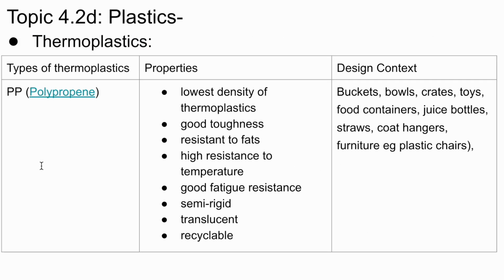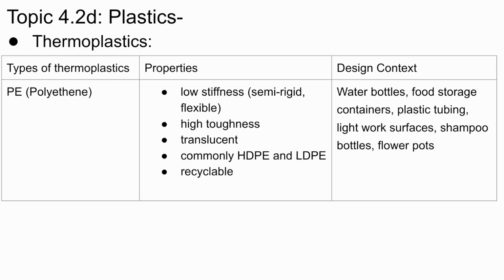So here are some types that we have. We have polypropylene, and those are the lowest density thermoplastics. They have good toughness. Remember what toughness means, that they don't propagate cracks. They're resistant to fats. They have a high resistance to temperature. They have good fatigue resistance. They're semi-rigid, translucent, and recyclable. If you think of buckets and bowls and crates, toys, food containers, juice bottles, straws, coat hangers, furniture, lots of things are made out of polypropylene.